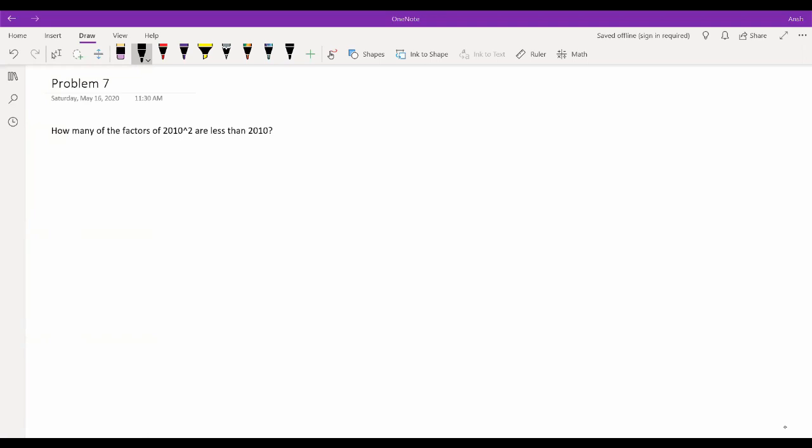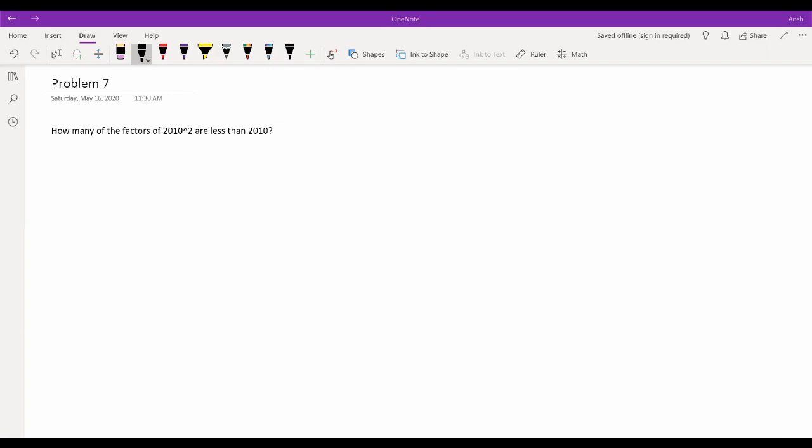So here we have another question involving factors. The question asks us how many factors of 2010 to the second power, or squared, are less than 2010. So this question will highlight another special property about factors. And this property is that oftentimes factors come in pairs.